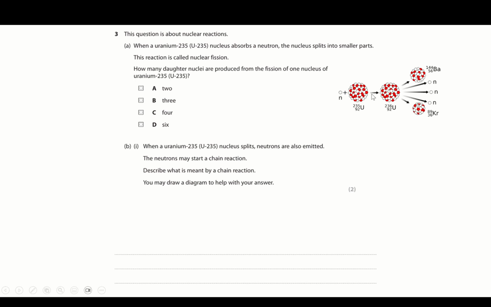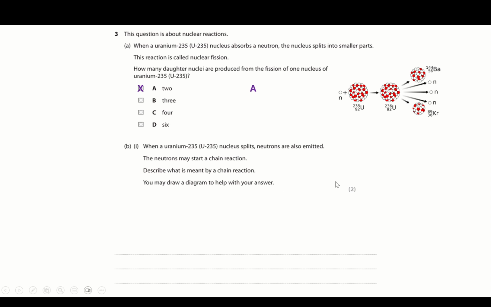There's the uranium. It absorbs it. This makes it unstable and it splits. And there's the 2 daughter nuclei and we've got 3 neutrons there. The crucial part is it's split into 2 smaller pieces. The next one, when it splits, neutrons are emitted. The neutrons can start a chain reaction.